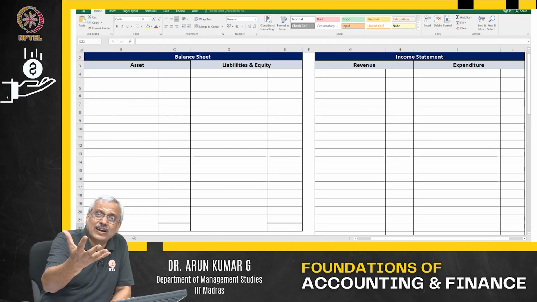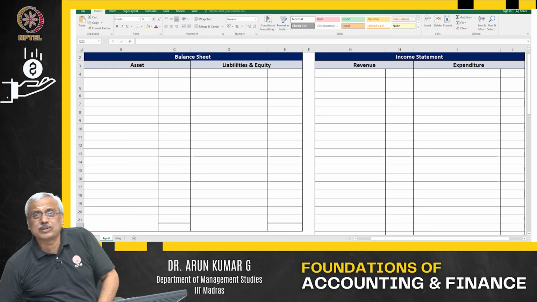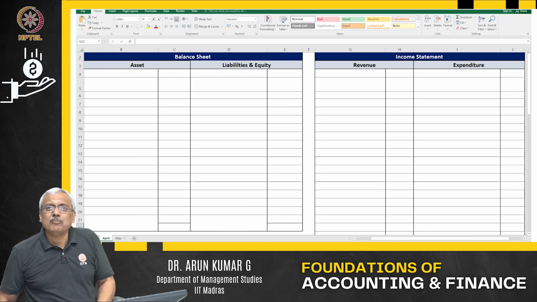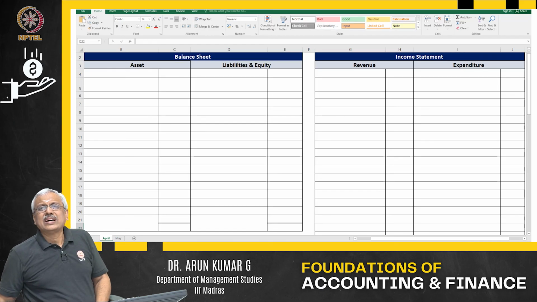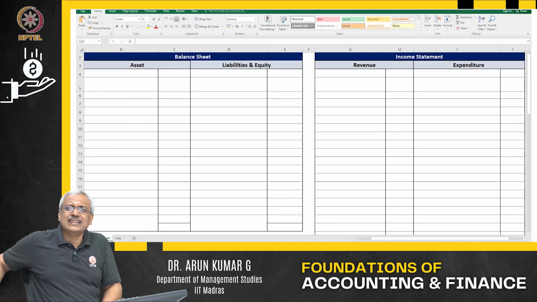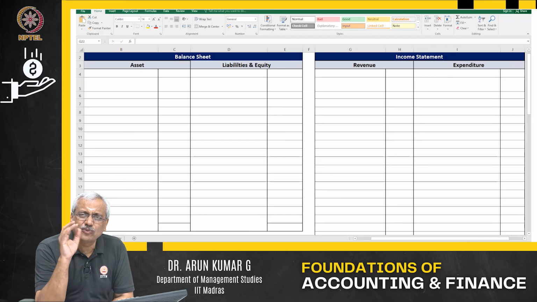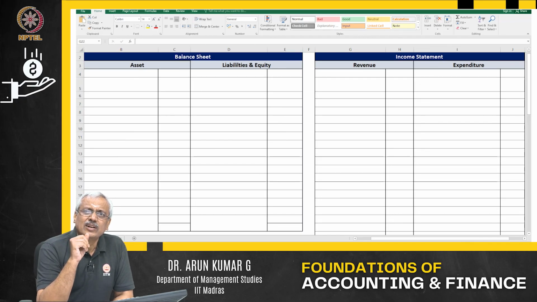That is why these are finally called the financial statements of a company, because bottom line, this has to reflect the impact of all the transactions that have taken place. That is why these are called financial statements. What about the cash flow statement? We will come to the cash flow statement a little later.